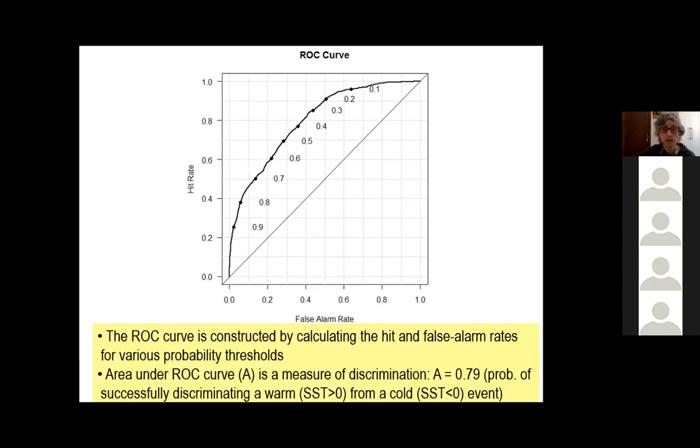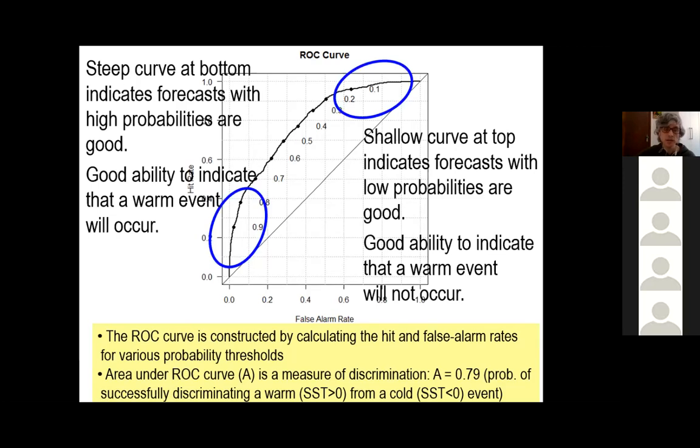And an interesting aspect of these kinds of curves is that when you look at the steepness of the curve on the top or on the bottom left of the curve, you can have an idea about which forecast probabilities have some good quality. So the points here on the left indicate that you have good ability for the high probabilities to indicate that the warm event will occur, and the points that fall on the top right indicate that you have good ability of indicating that the warm events will not occur.